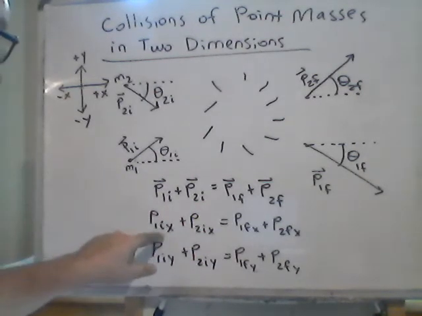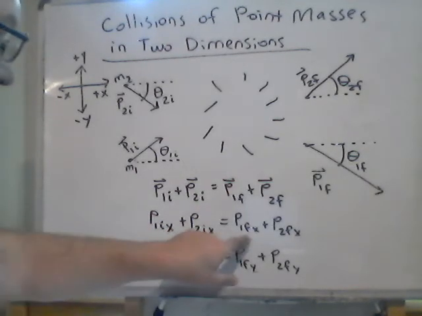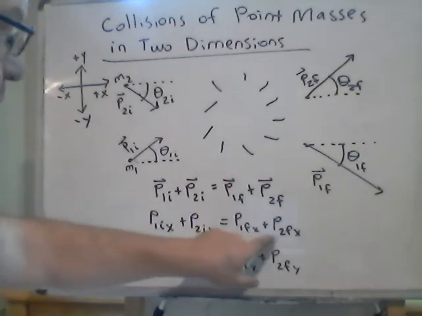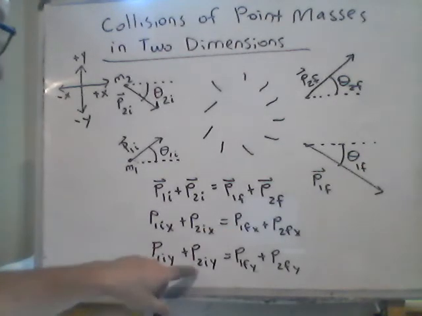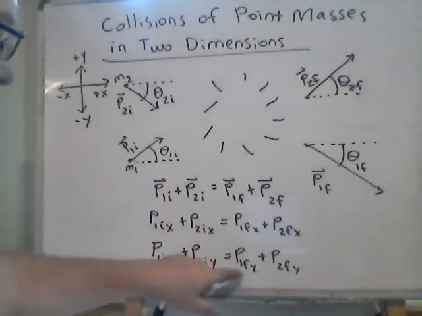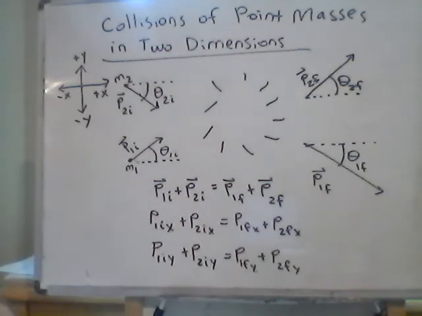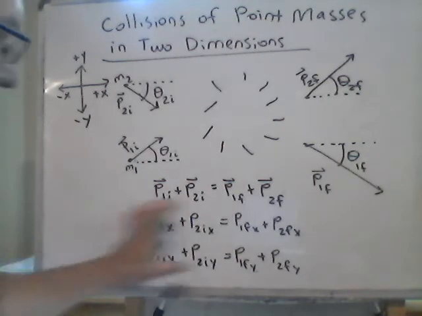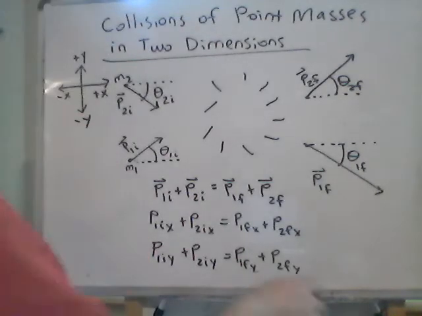So P1i in the x direction plus P2i in the x direction equals P1f in the x direction plus P2f in the x direction. P1i in the y direction plus P2i in the y direction equals P1f in the y direction plus P2f in the y direction. So each component, this is the general vector equation, this is the component equation. Now, how do I write these components?